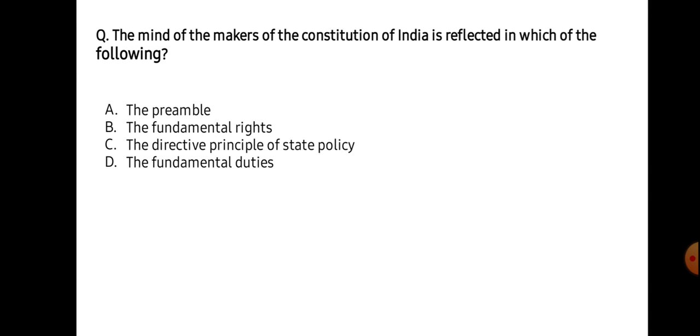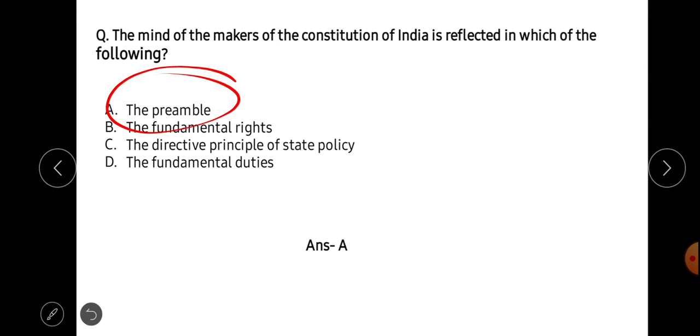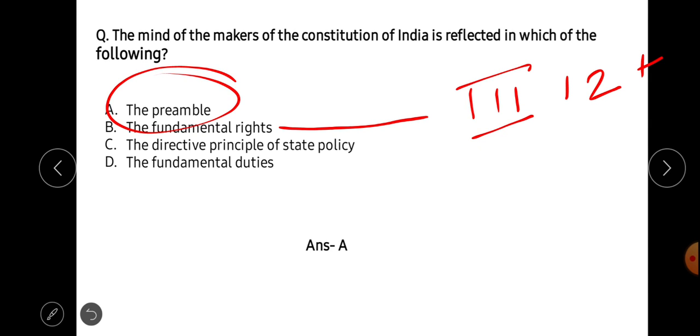The next question is, the mind of the makers of the Constitution of India is reflected in which of the following? So it was reflected in the preamble, that means option A will be the correct answer. Here option B was given as fundamental rights. I am giving some additional information to you: the fundamental rights are contained in part 3 of the Constitution, and they are mentioned from article 12 to 35.